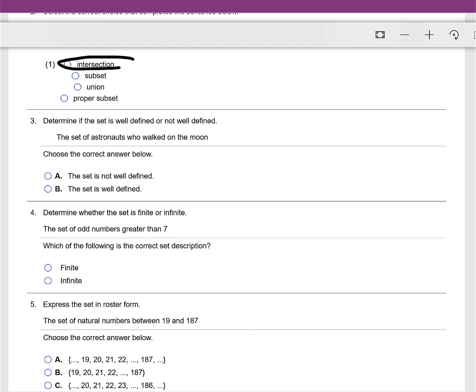Determine if the set is well-defined or not well-defined, the set of astronauts who walked on the moon. So if I gave that description to anybody, to several people, they would all give me the same list. So this is a well-defined set.